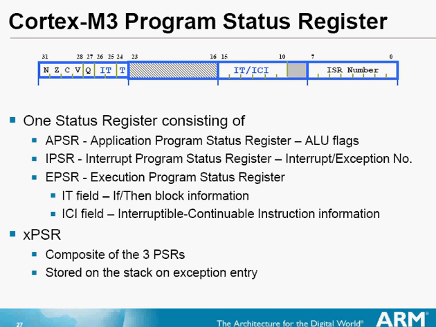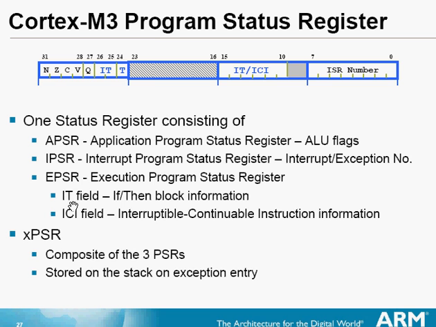Cortex M3 program status register. Basically, we have three kinds of status register. One is APSR, the application program status register, this one: N, Z, C, V, Q, IT and T. IPSR is the interrupt program status register, for interrupts and exceptions. EPSR is the execution program status register, which is this one. So we have three categories of status register.